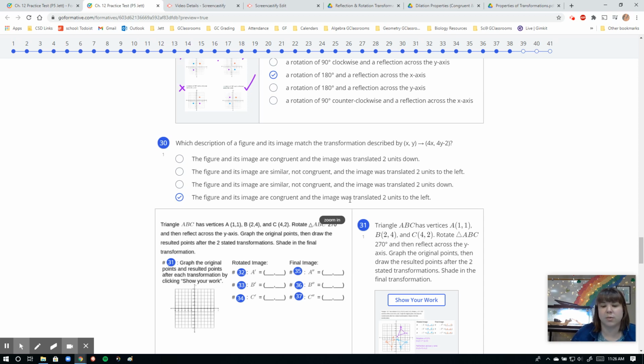So let's just read the next one to make sure that it's not that one. The figure and its image are congruent, and the image was translated 2 units to the left. Again, that doesn't happen because it's affecting y, it's going down. And because not the same thing is happening to both of them. Again, when we're multiplying or having a dilation, meaning making it bigger or smaller, they won't be congruent. They won't have the same side lengths.